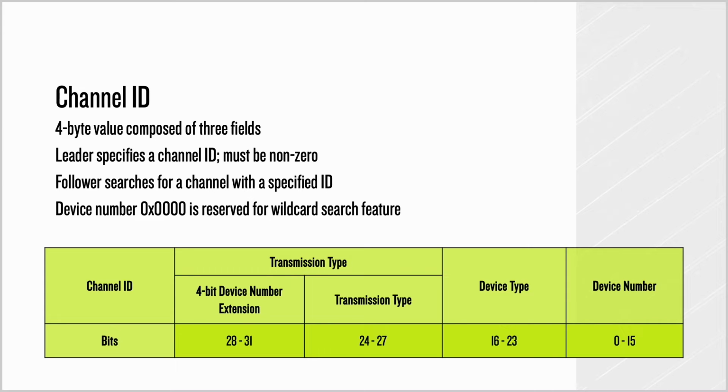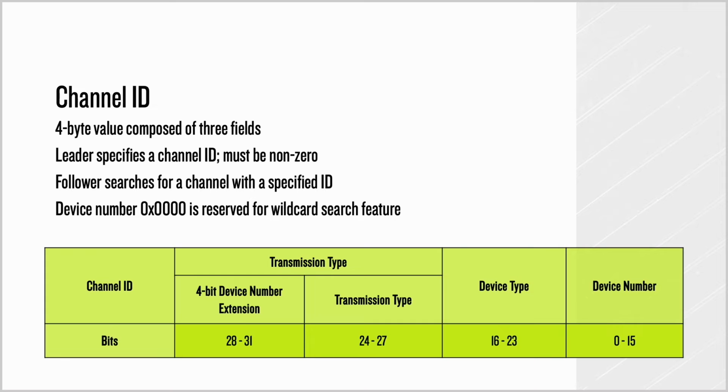The channel ID is the most basic descriptor of a channel and can be broken up into three different components: transmission type, device type, and device number. The transmission type specifies the channel's channel type. Recall that this can be either independent or shared, and whether common data pages are used. It can also be used to extend the device number from 16 bits to 20 bits. This is called the extended device number and can be used to reduce the probability of two devices having the same device number in the same space.